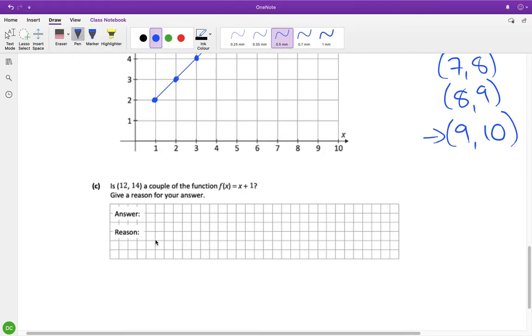So we start with the number on the left, which is 12. The function tells us to add 1, so 12 and 1 makes 13. So 13 should be the number on the right. It's not, which means it's wrong. So is (12, 14) a couple in this function? No, it's not.